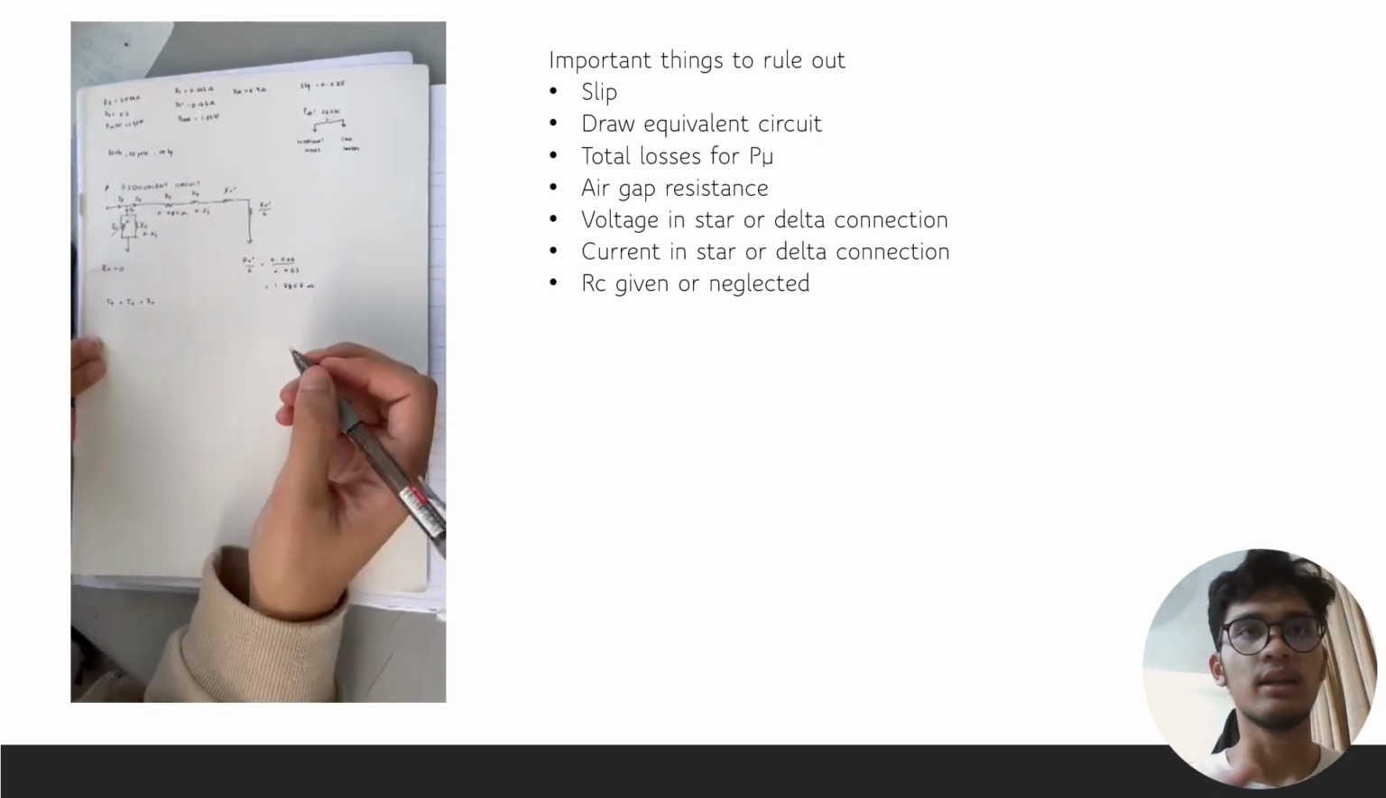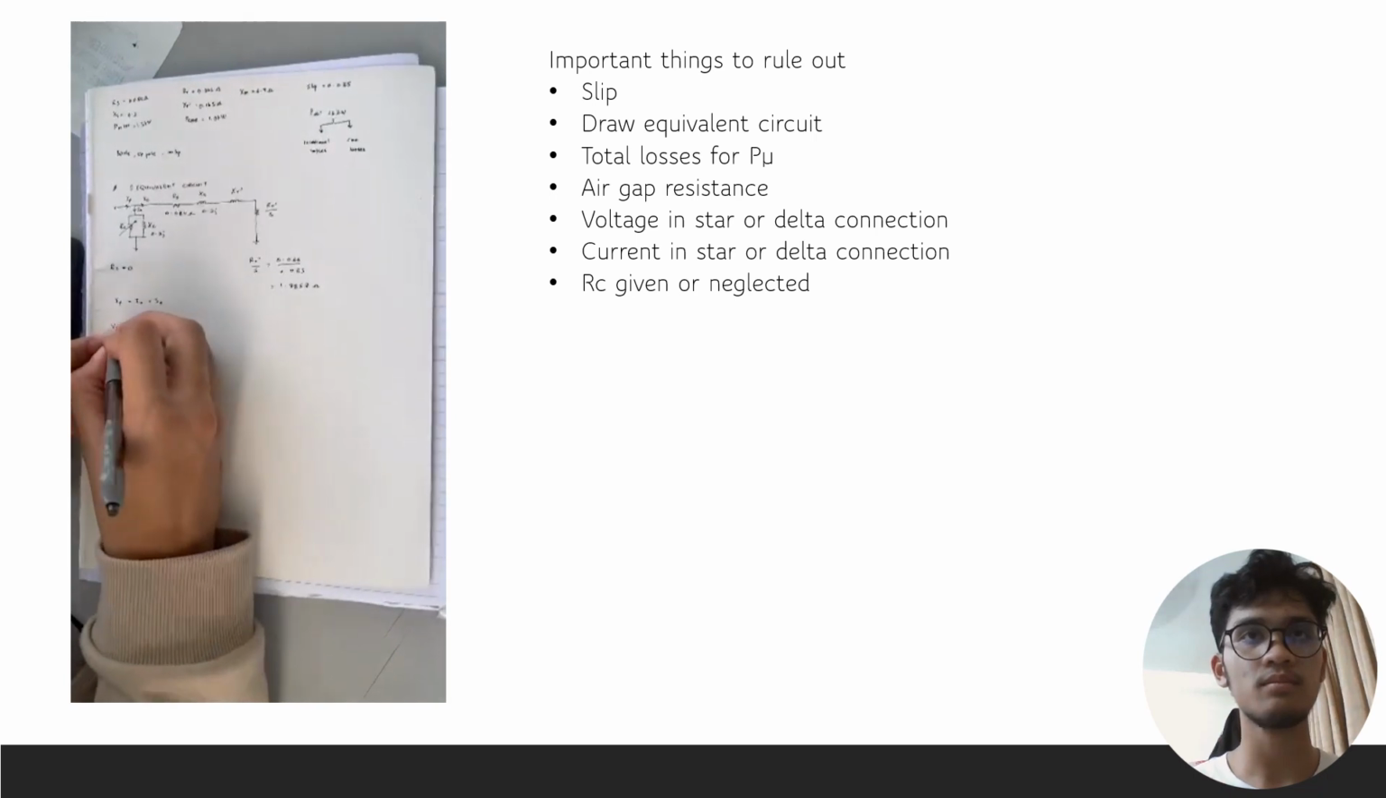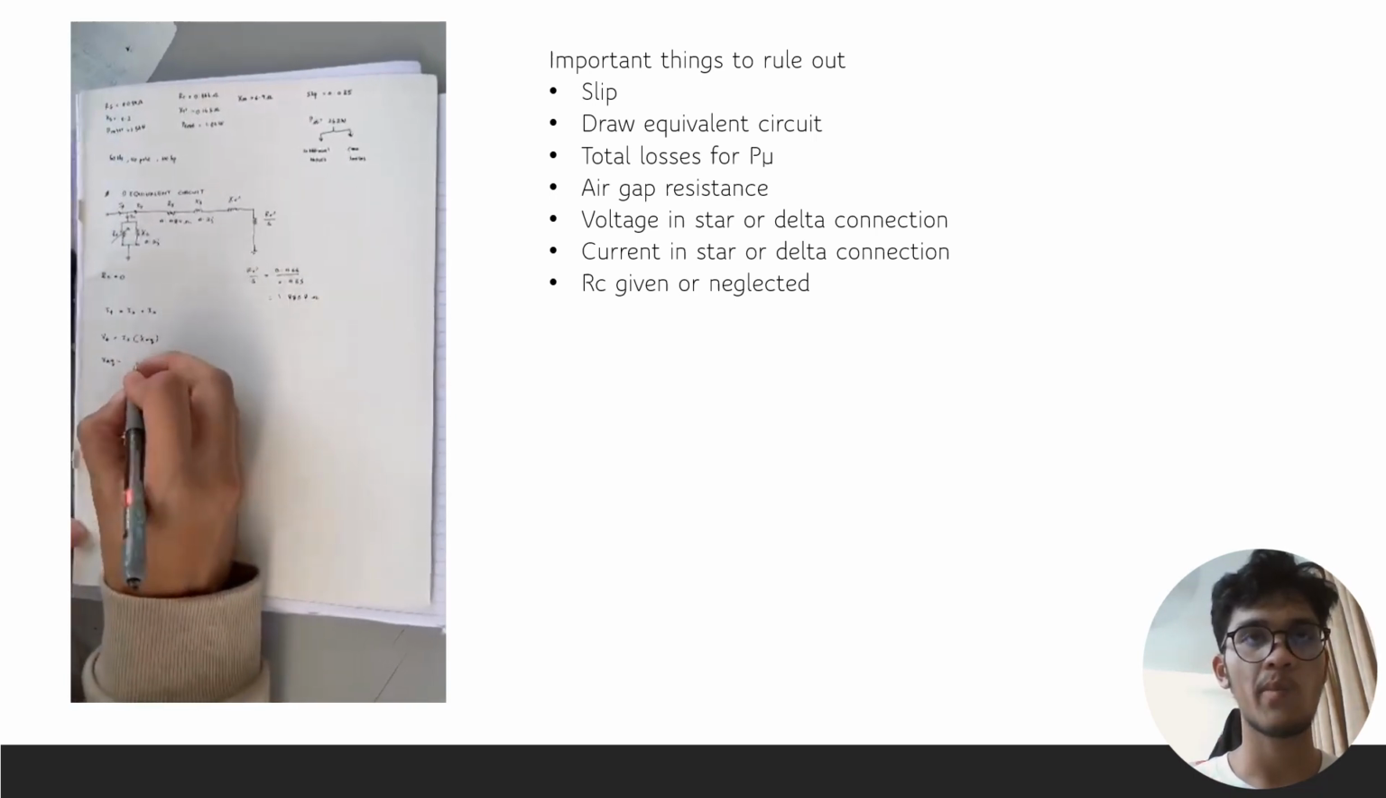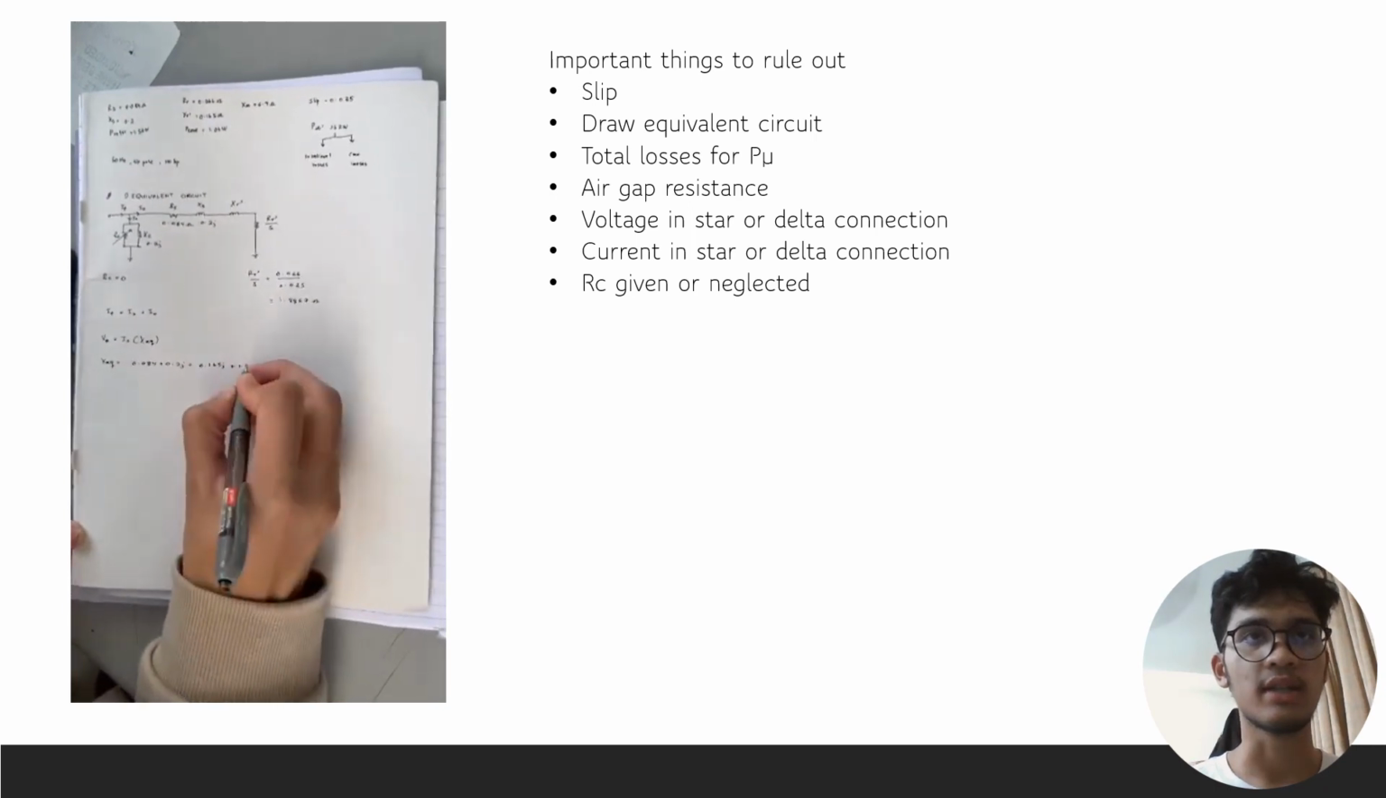Okay, the power core is neglected because in this case there is no resistance RC given in the question. So we need to draw a new power flow diagram. As you can see, this is the new power flow diagram, and based on it, we can work out all the values that we need, such as P in, especially for power conversion and power out.